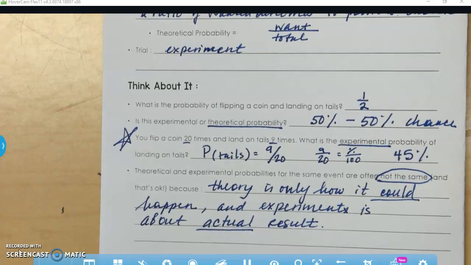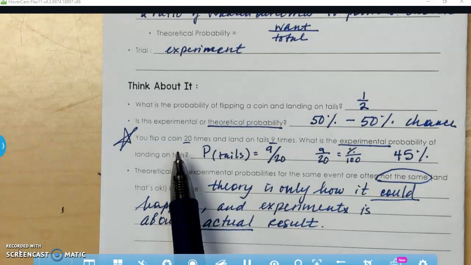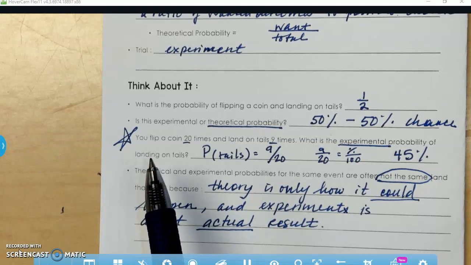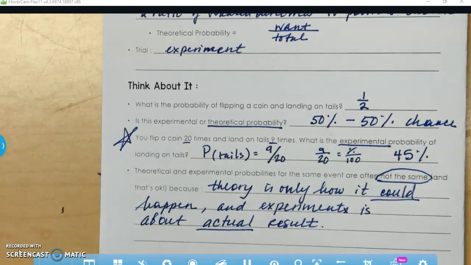You guys are going to see that you're not just going to have information that says you flip a coin. It will say that you have done it so many times. So they actually had an experiment. That would be one of the ways to distinguish, is it theoretical or is it experimental? You're going to have statements that say you spun the spinner 50 times, you flipped the coin 10 times, and so on.